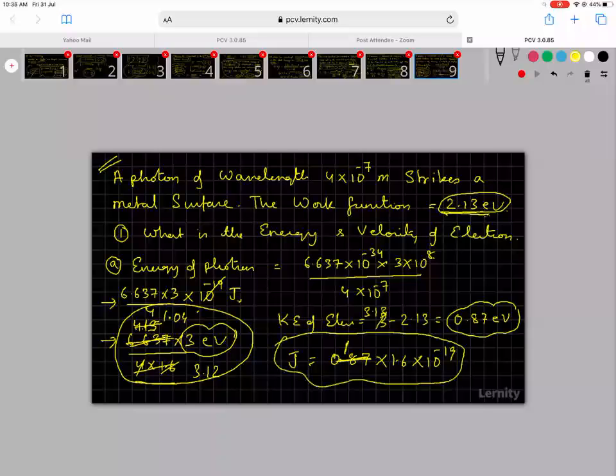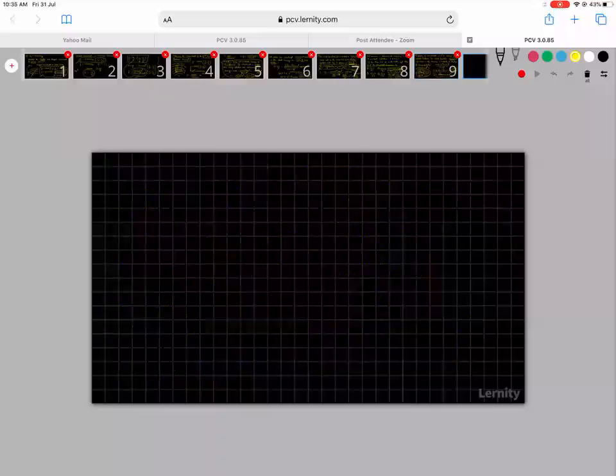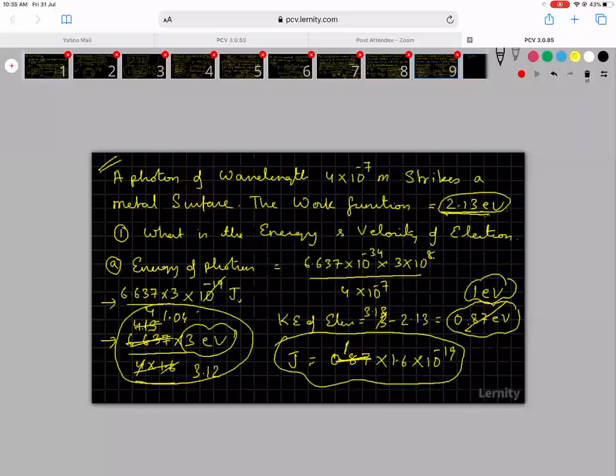In joules, I will say it is 1 electron volt. So the kinetic energy of the electron is 1 electron volt, or in joules, it is 1.6 into 10 power minus 19. Once you get this value, then we can find out half into m into v squared is equal to this much. So from there I can get the value for v.